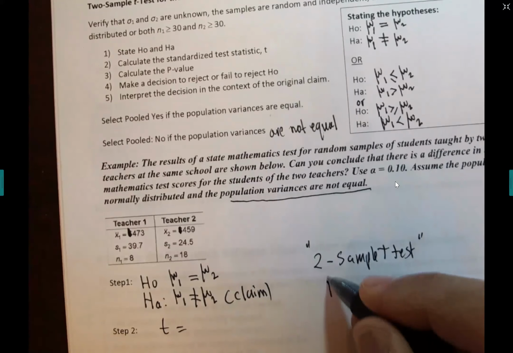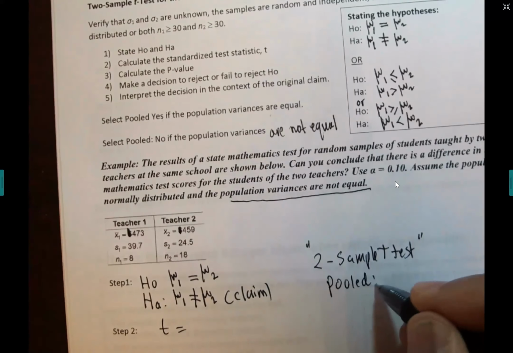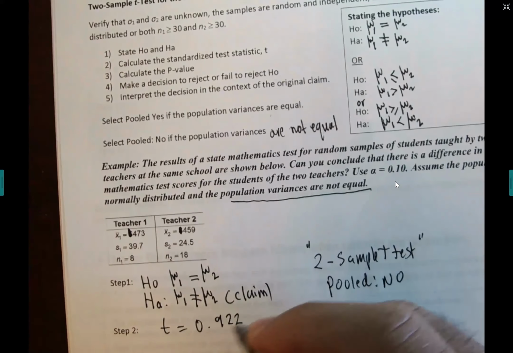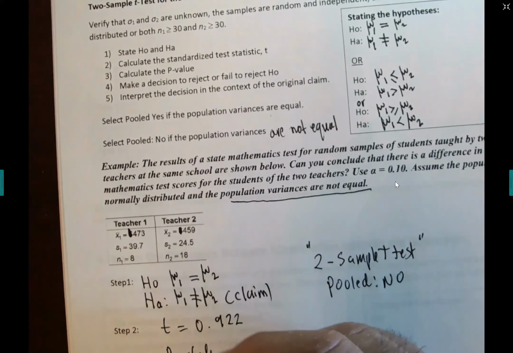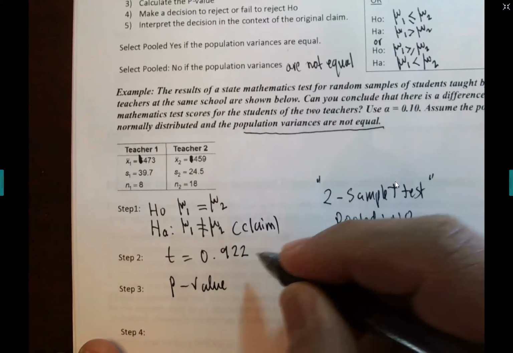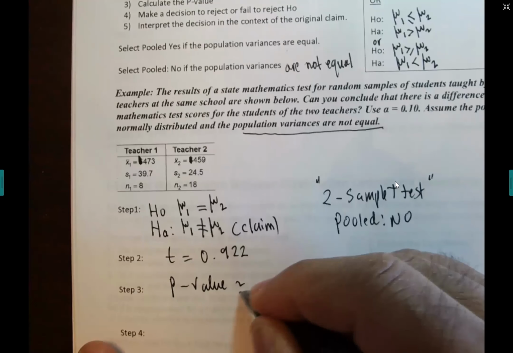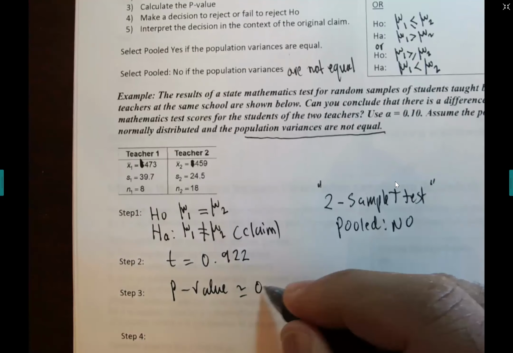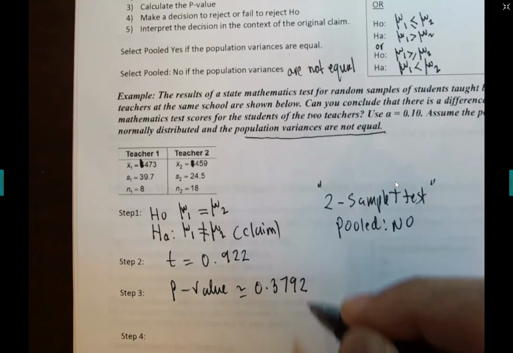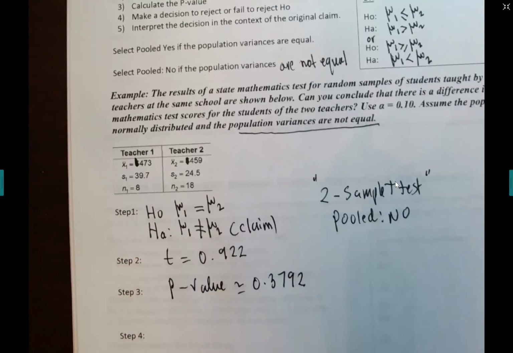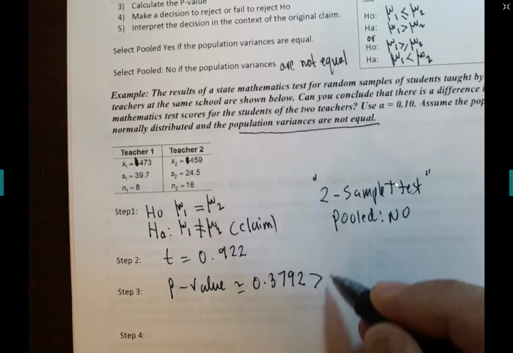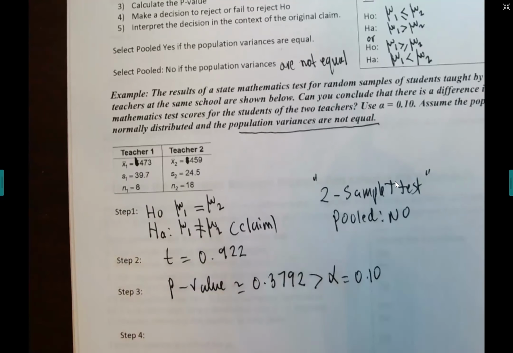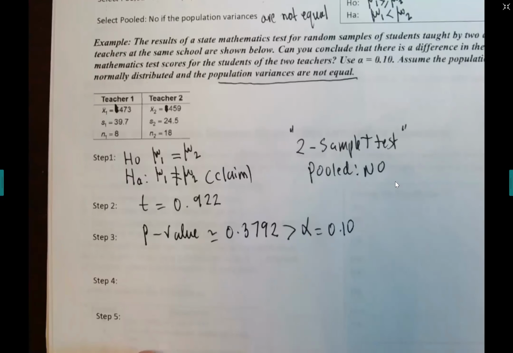So here I'm gonna put pooled no, so you don't forget that. T is 0.922, p-value is 0.3792. It's the day of the null hypothesis. This is bigger than alpha, guys. So what's the decision here? Do we reject H0 or fail to reject H0?